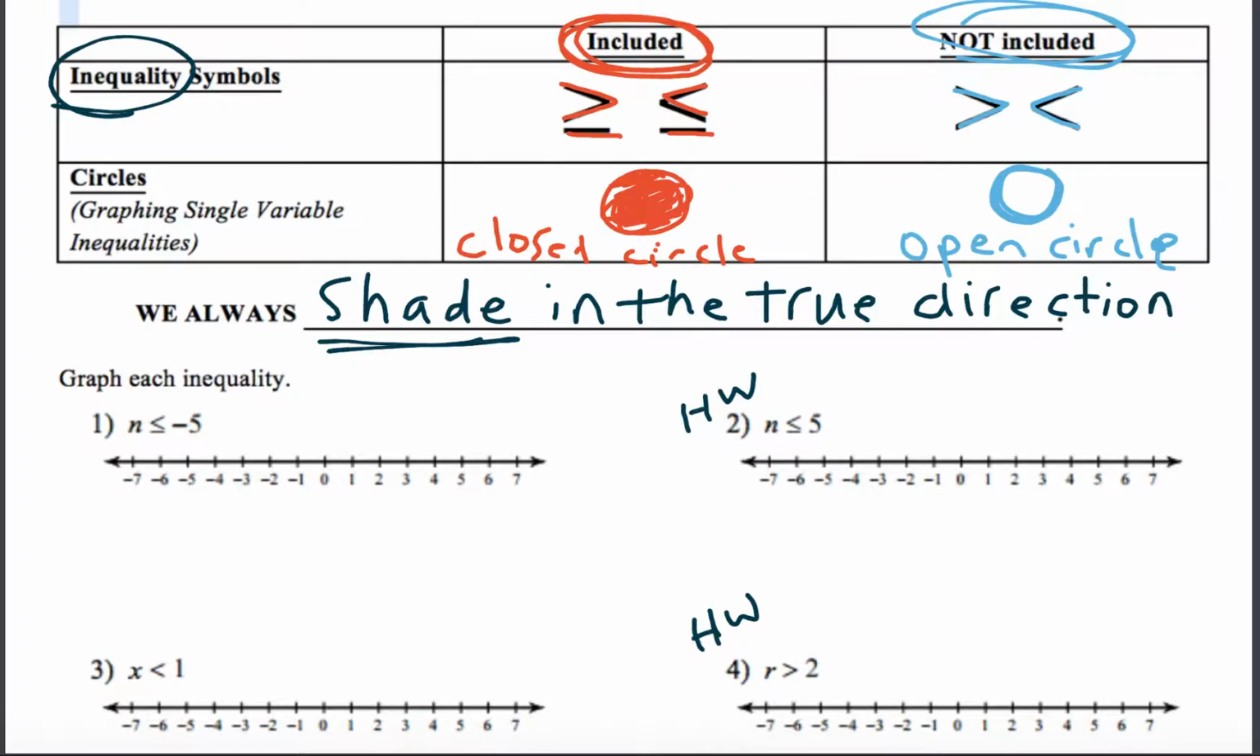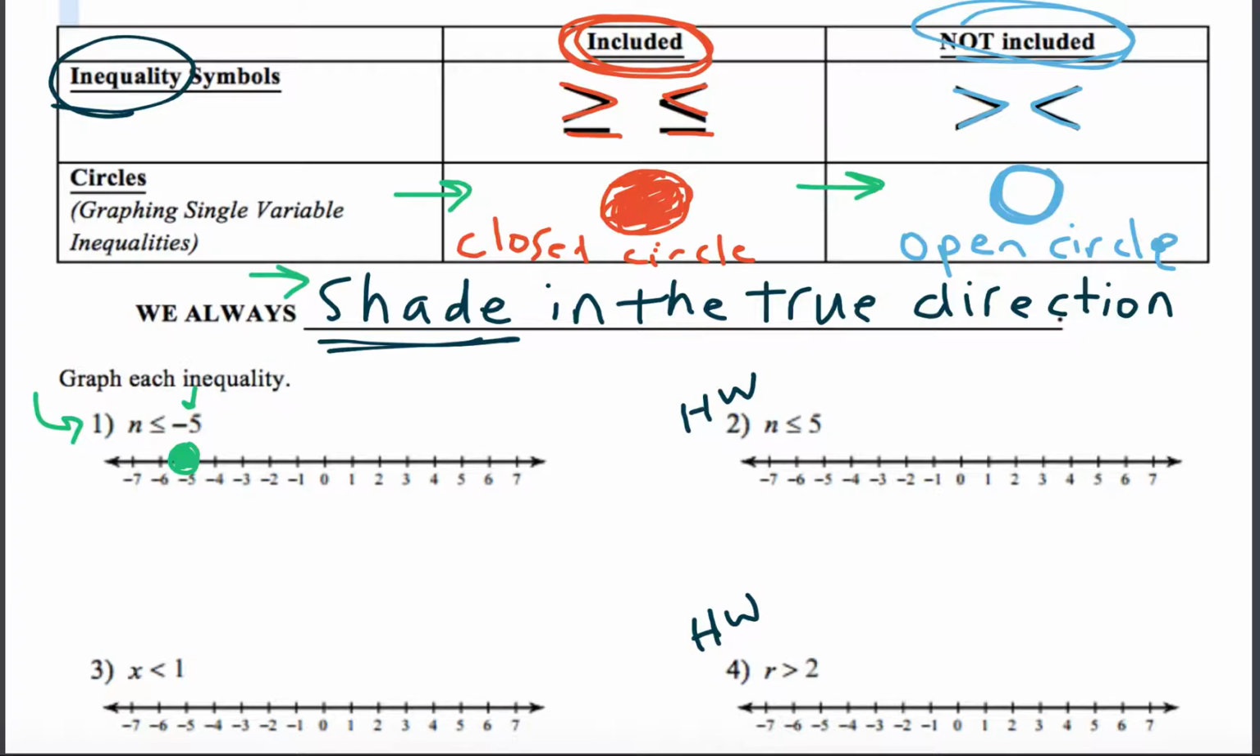So for example, let's see number 1. It said to graph each inequality. If we read this, it says n is less than or equal to -5. The way we start is we put a circle on the critical number. In this case, -5 is the critical number because that's the one mentioned in the inequality. Then we have to ask ourselves, is this symbol indicating a closed circle or an open circle? Since we have less than or equal to, it means we're showing that the -5 is included, and so we close that circle.